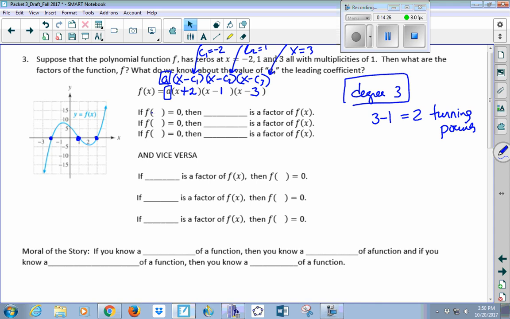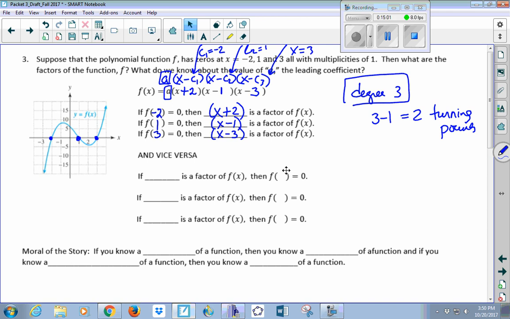So if f of negative 2 is a 0, then x plus 2 is a factor. If f of 1 is a 0, then x minus 1 must be a factor, right? Because if we put a 1 in here, we get a 0. If we put a negative 2 in for x, we get a 0. And finally, f of 3 is a 0, so x minus 3 is a factor of the polynomial.